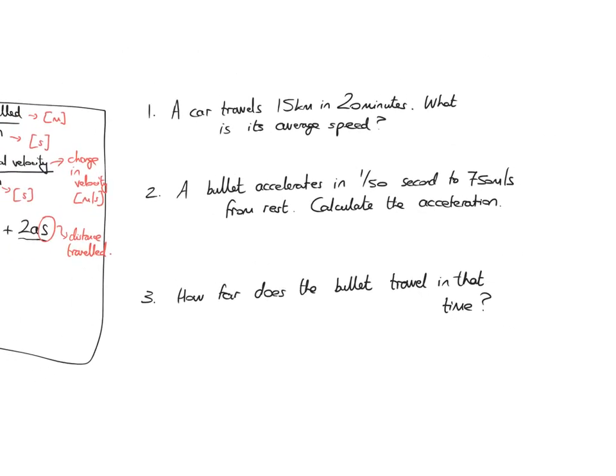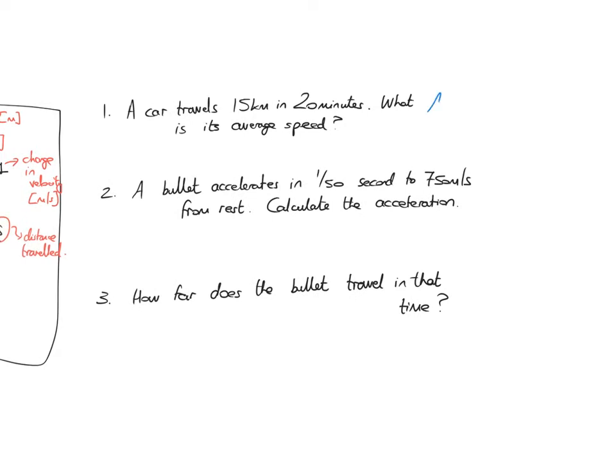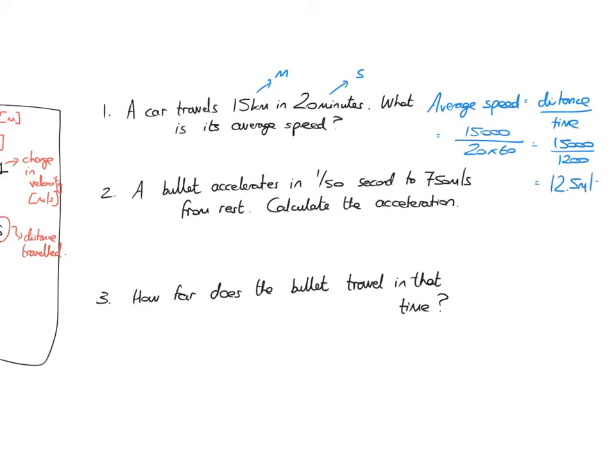So, a car travels 15 kilometres in 20 minutes. Its average speed is, the formula is average speed equals distance travelled over time taken. Now, we want this in meters, and I'd rather have this in seconds so that I get my average speed in meters per second. So 15 kilometres is 15,000 meters, multiplying by 1,000. 20 minutes is 20 times 60 seconds. So we're going to have 15,000 divided by 1,200, which is equal to 12.5 meters per second.